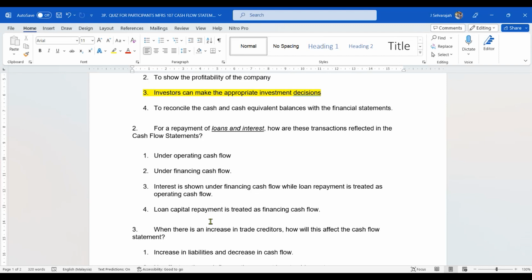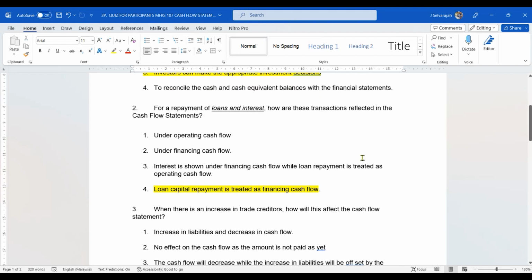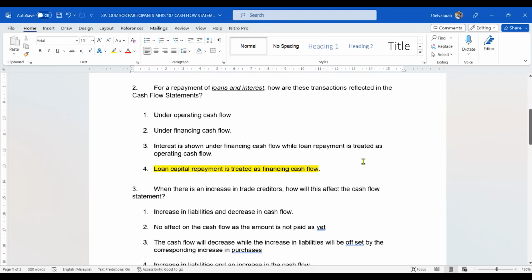All right. So how are the transactions? Loan is treated as financing. I didn't put the interest. So the interest will normally come from operating cash flow. But if you pay, say, loan and interest in operating cash flow, it is not correct. Loan and interest in financing, not correct. Interest is shown under financing, is correct. But loan repayment as operating is wrong. So loan repayment treated as financing, this part of the sentence is correct. So the answer is 4. Right? So many of you got it 4. That's good. Some may have got it 2.